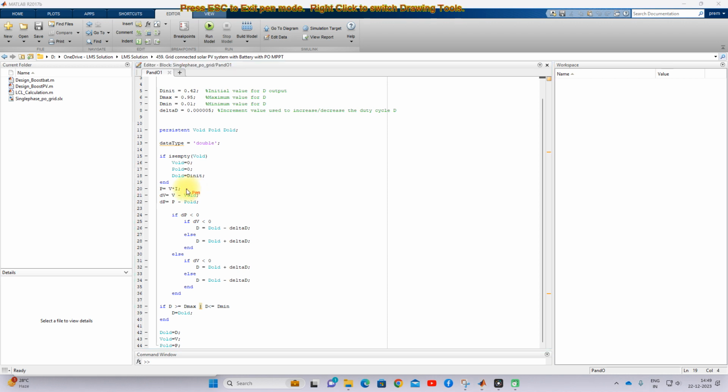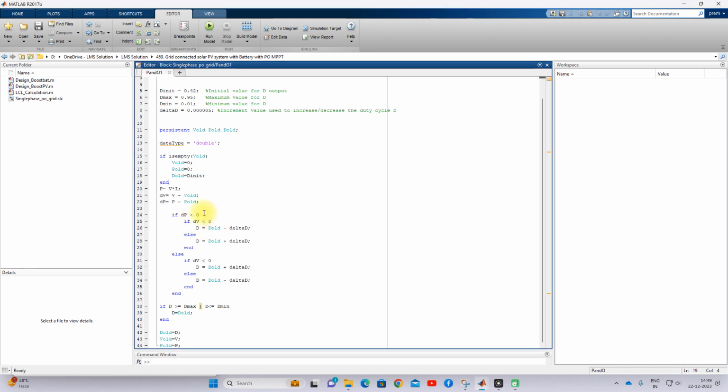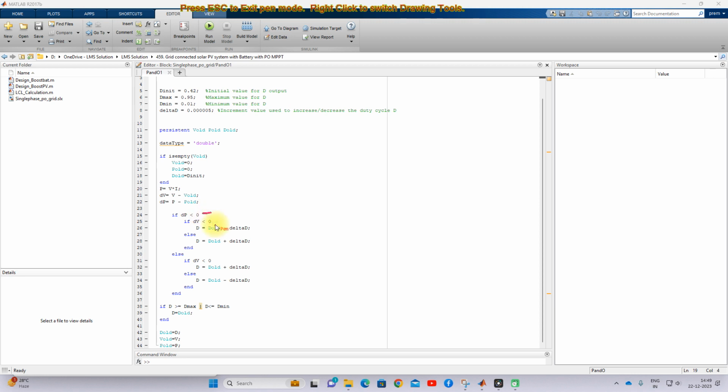Then we have to calculate the PV power by using the formula V and I, and then calculate dV and dP. Next you have to check the condition, that means you have to check whether both have the same sign or different sign. Here, if the sign is negative, then we need to decrement the duty cycle. If this condition is not true, the sign will be positive, then we need to increment the duty cycle. If this condition is not true, you have to check again: if the sign is negative, we need to increment the duty cycle. If the sign is positive, we need to decrement the duty cycle.